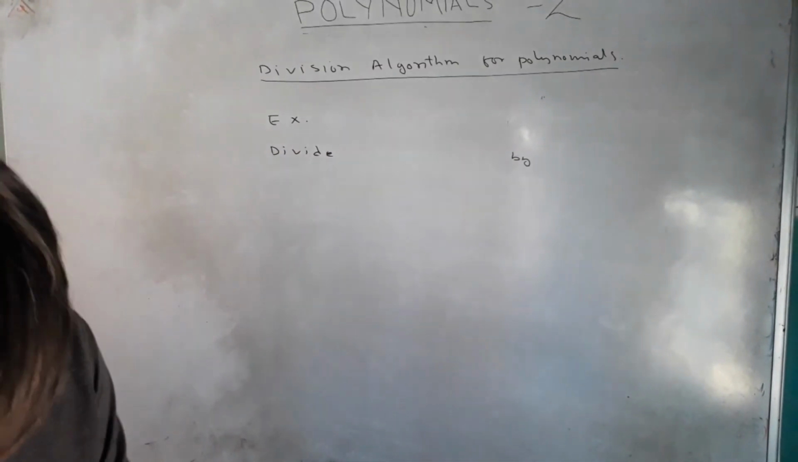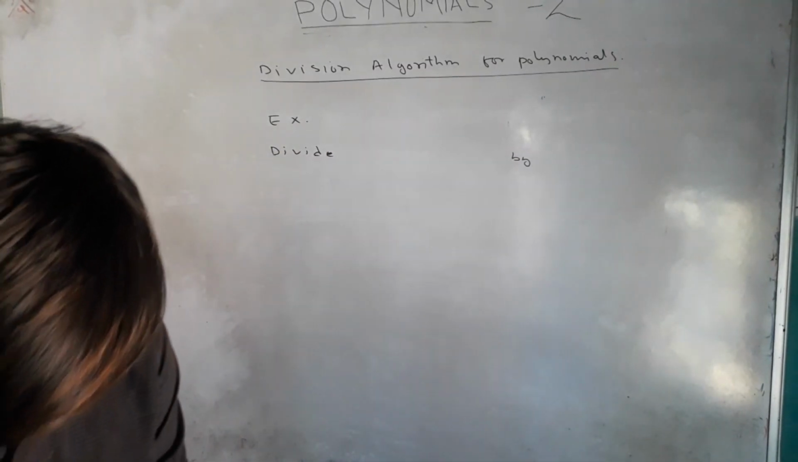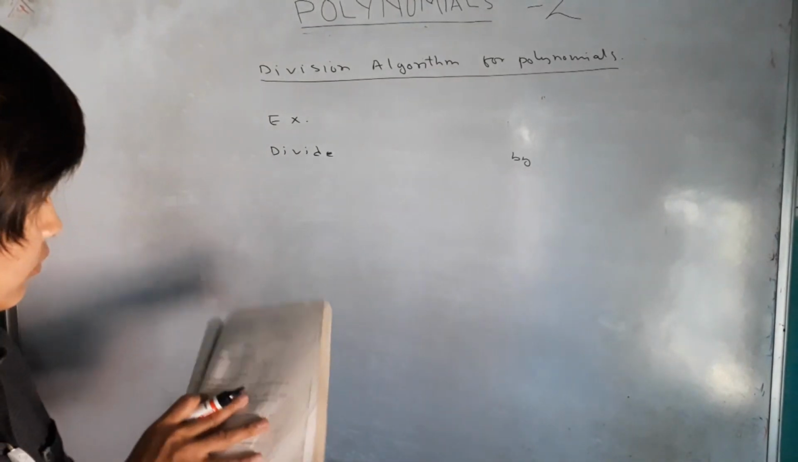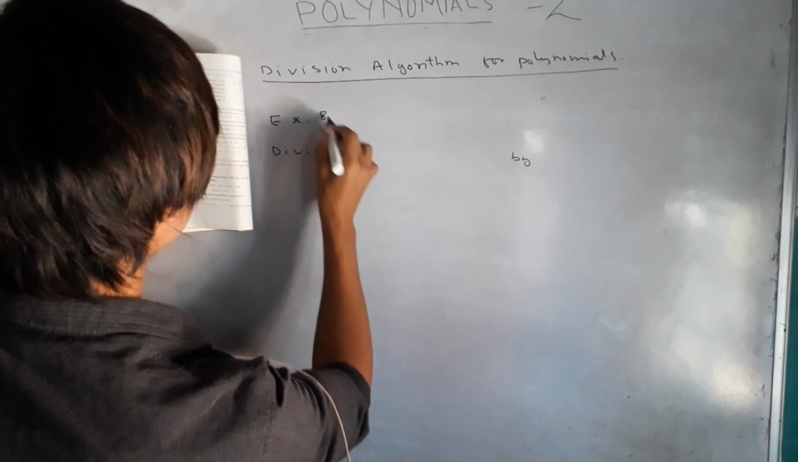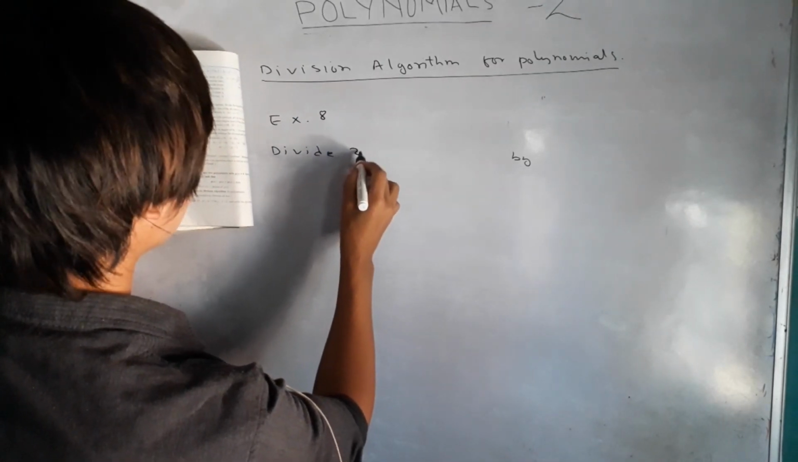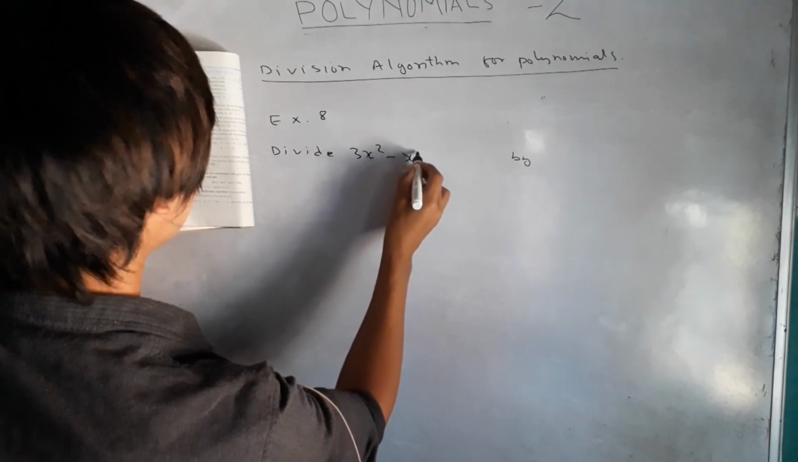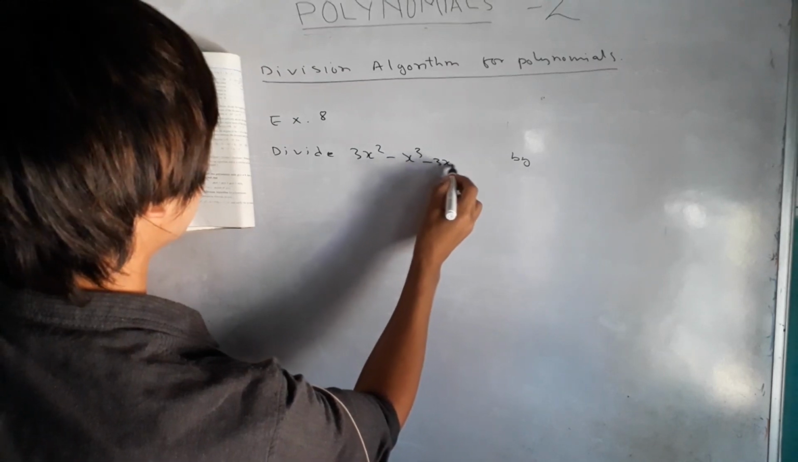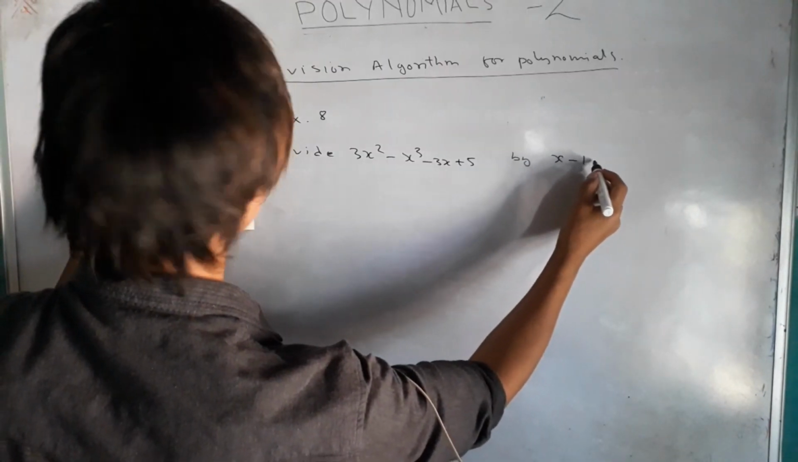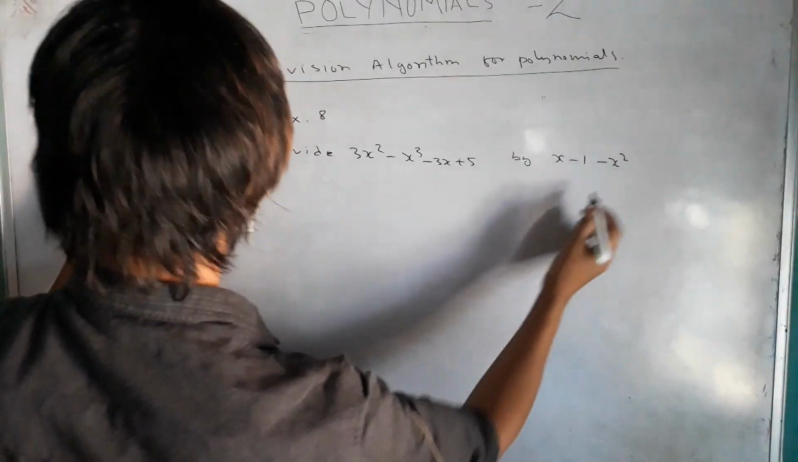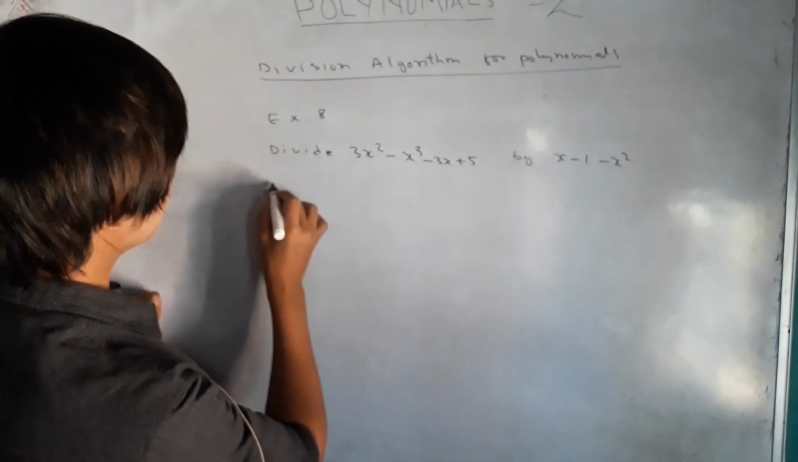What is Example 8 saying? Example 8: divide 3x square minus x cube minus 3x plus 5 by x minus 1 minus x square, and verify the division algorithm. We need to verify also, okay. So we will do one by one.